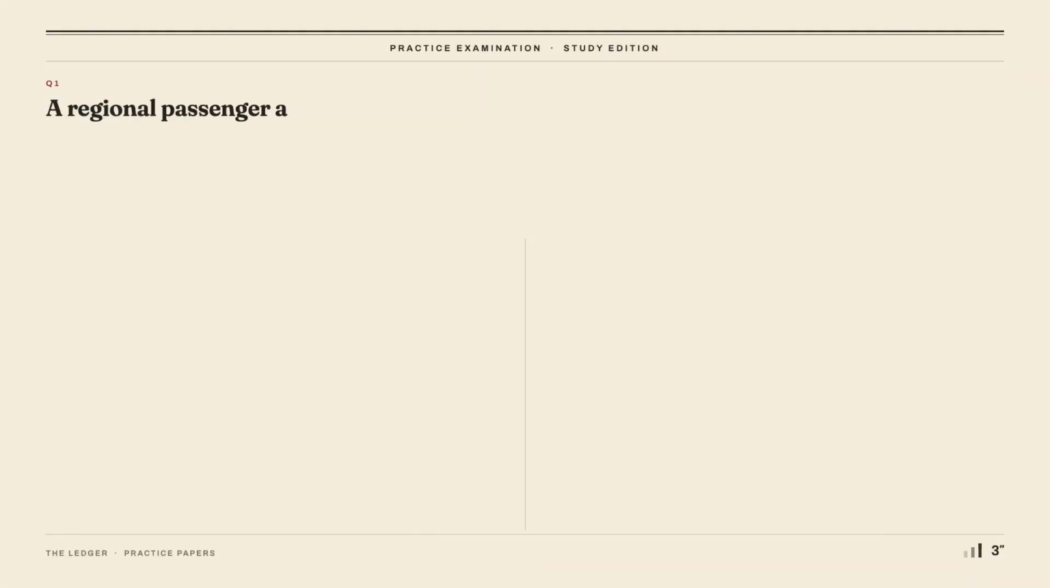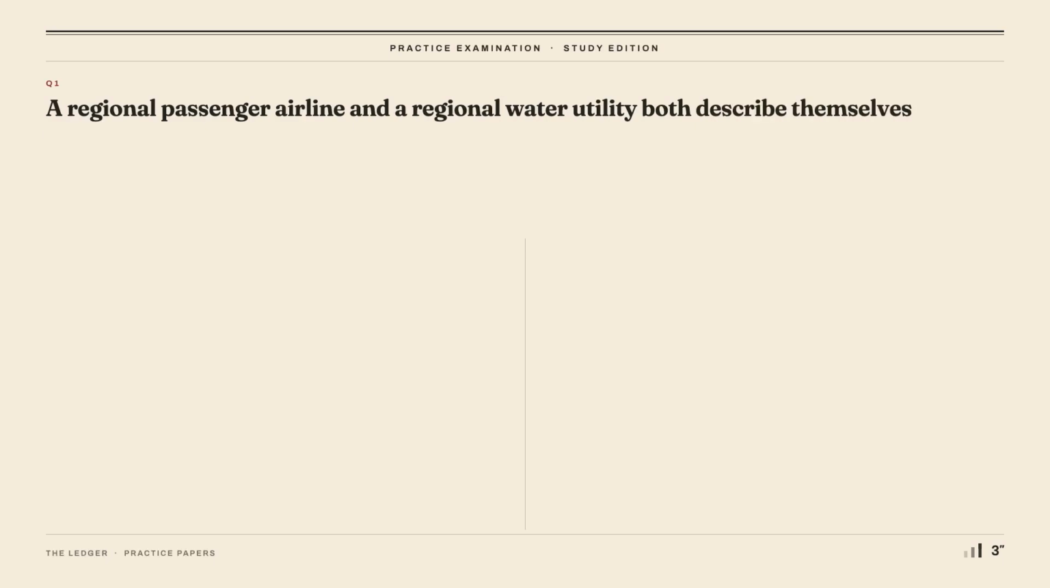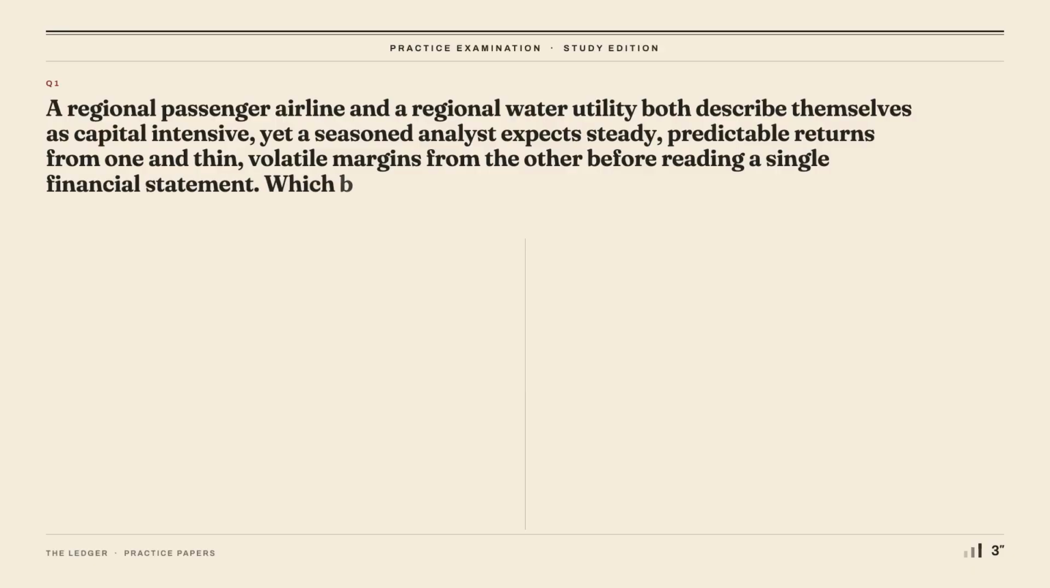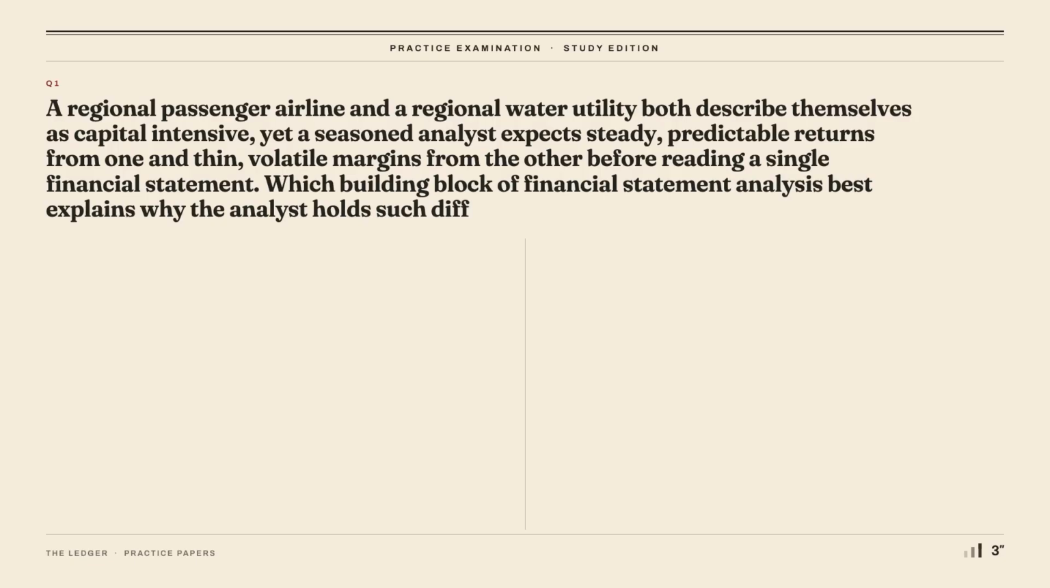Question 1. A regional passenger airline and a regional water utility both describe themselves as capital intensive, yet a seasoned analyst expects steady, predictable returns from one and thin, volatile margins from the other before reading a single financial statement. Which building block of financial statement analysis best explains why the analyst holds such different baseline expectations?